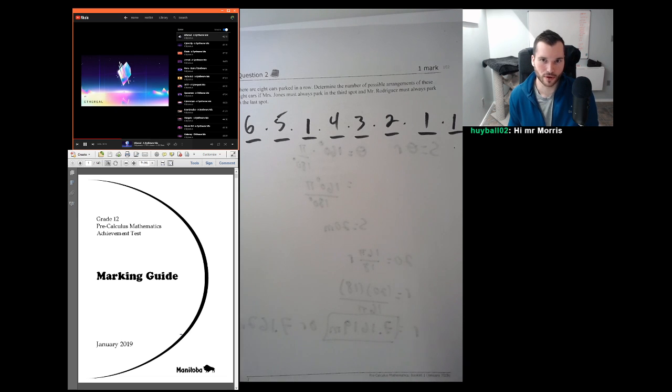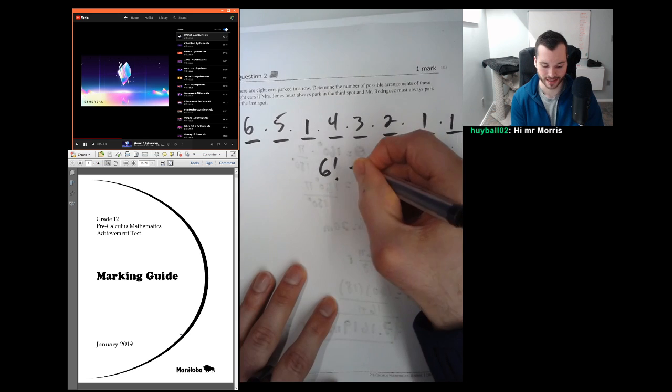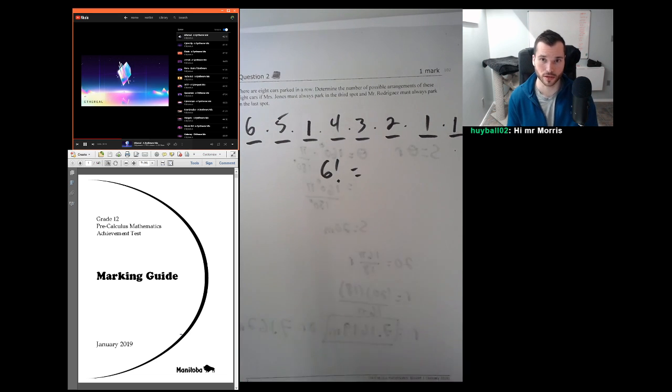You wouldn't want to leave your answer like this. You would say that your answer is 6 factorial. And since this is a calculator-based question, you have your calculator, you can do that.